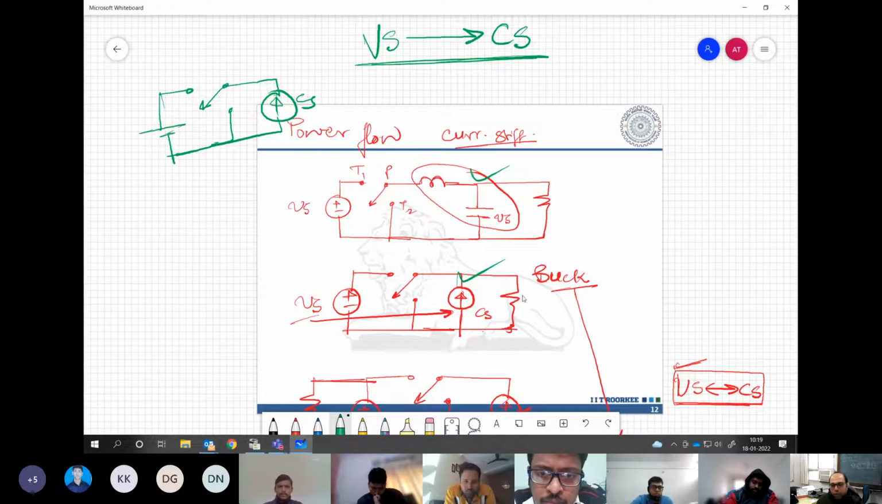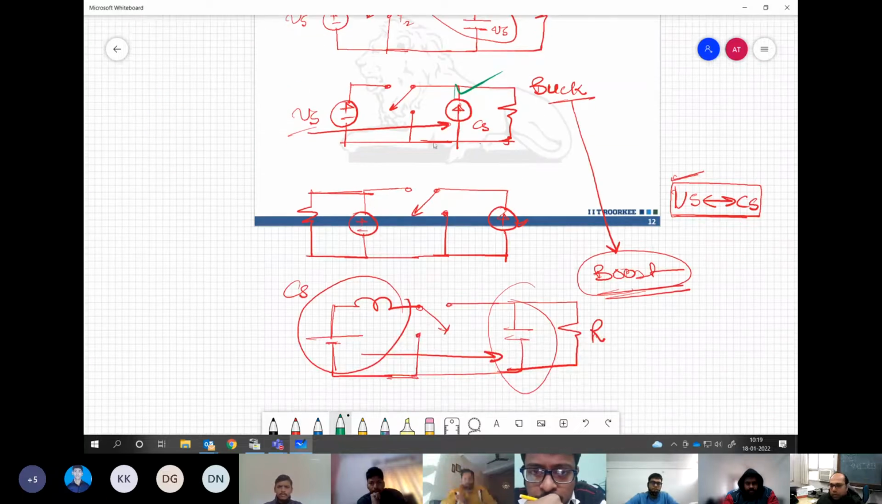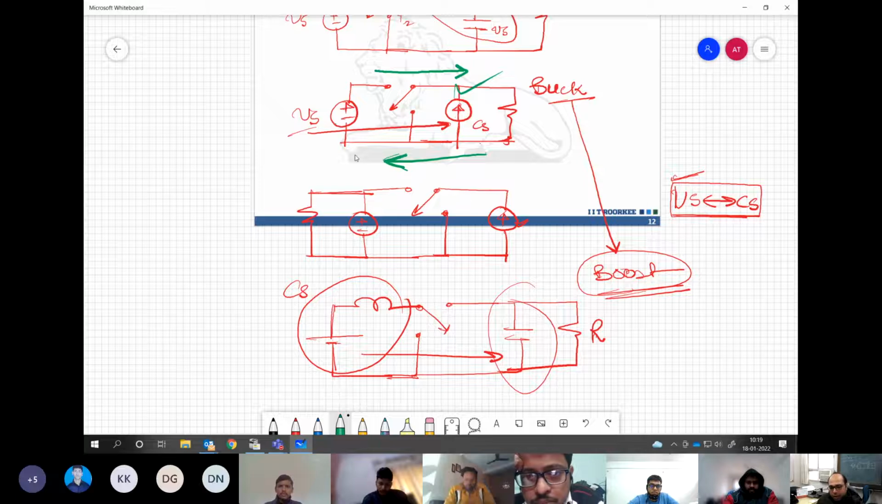Now, if we can have this way of power flow from voltage source to current source, can we not have the reverse power flow? Yes, of course we can, because the power source could be either a current source or a voltage source. So in case of bidirectional power flow, we may have current source to voltage source power flow. But because we are habitual of seeing power flow from left to right, we can draw this in this manner.